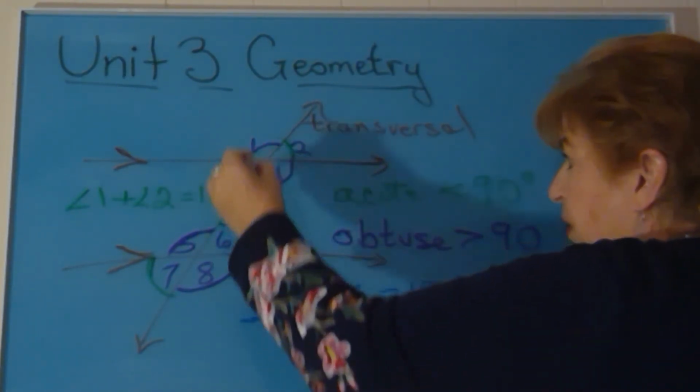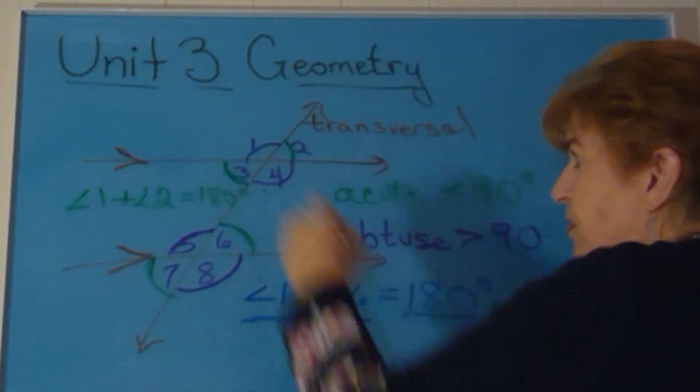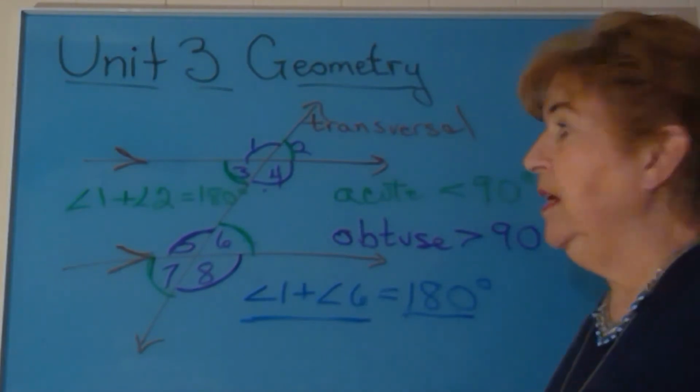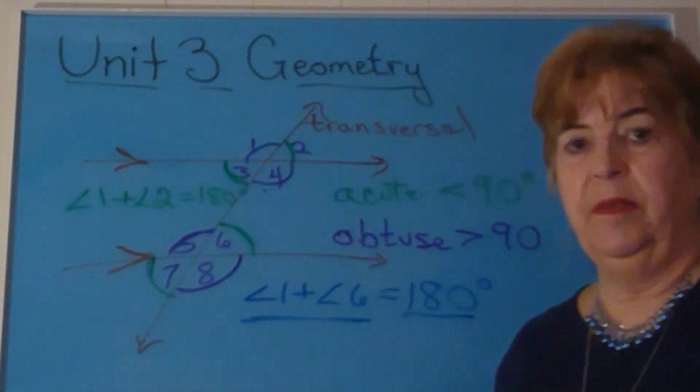But if you pair 1 with 6, you know that 6 and 3 are equal. So if 1 plus 3 is 180, 1 plus 6 is going to be 180.